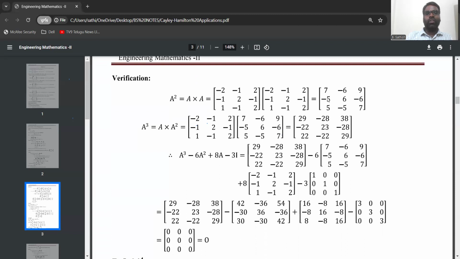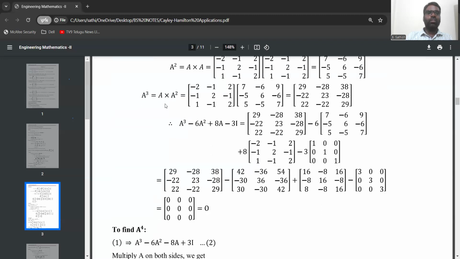After simplification, we'll get this 3 by 3 matrix: 7, minus 6, 9; minus 5, 6, minus 6; 5, minus 5, 7. And we require A cubed. So therefore, we are multiplying A squared and A, or else A into A squared. We get, after simplification, 29, minus 28, 38; minus 22, 23, minus 28; and in the last row, 22, minus 22, 29.